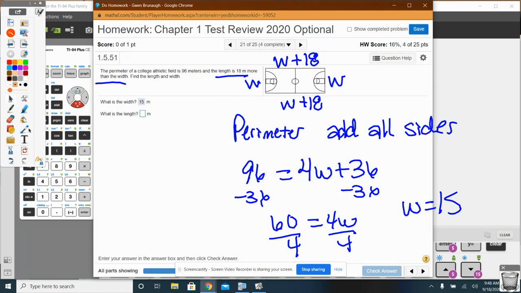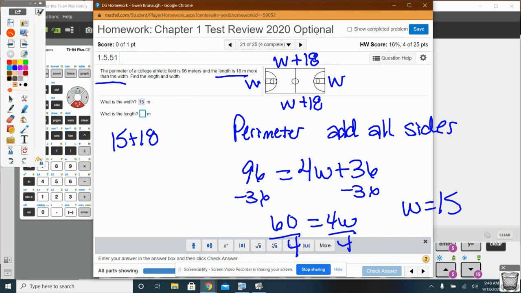Now they're asking me for the length. I'll have to take the 15 plus the 18, and that will give me 33.